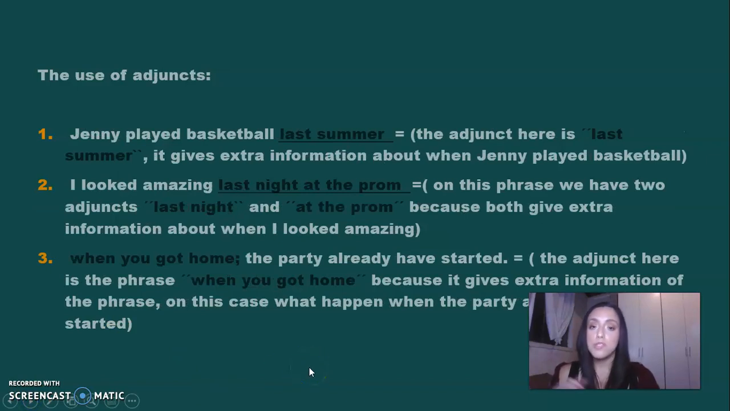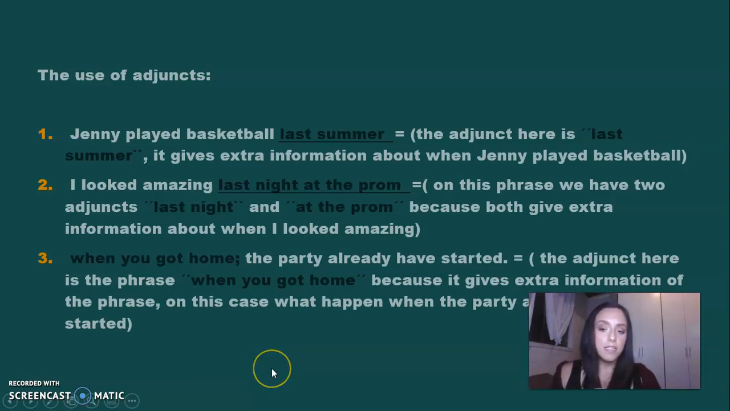And the last one, the use of adjuncts. "Jenny played basketball last summer." The adjunct here is "last summer" because it gives extra information about when Jenny played basketball. I can say, "Jenny played basketball." "I looked amazing last night at the prom." In this phrase we have two adjuncts, "last night" and "at the prom," because both give extra information about, in this case, when I looked amazing. I just could say, "I looked amazing," but "last night at the prom" gives me more information.